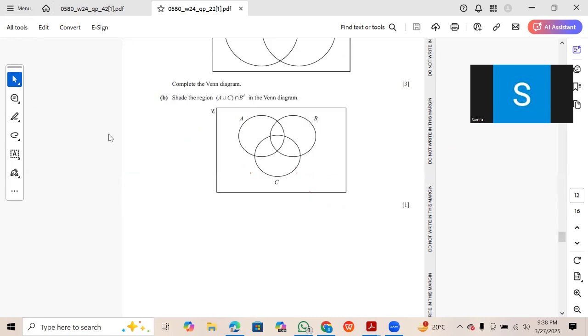Here we need to shade the portions. Shade the region A union C intersection B determinant in the Venn diagram. So A union C. What is meant by A union C here? Which portion will we shade for A union C? A union C means the whole portion of A and the whole portion of C. Yes, we will include this whole portion and also the whole portion of C.